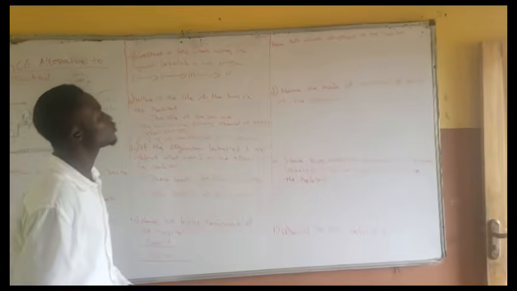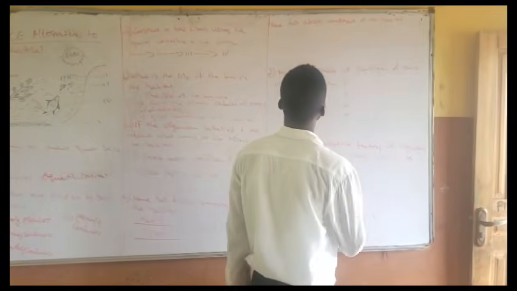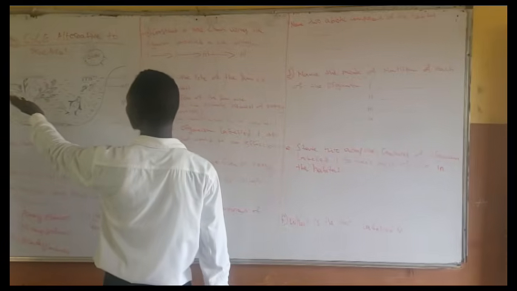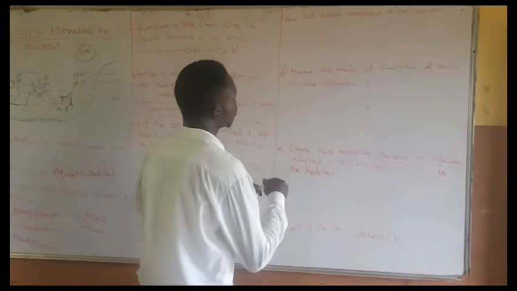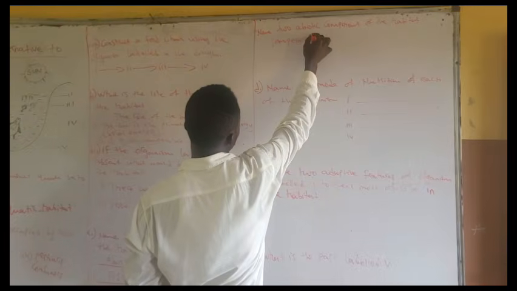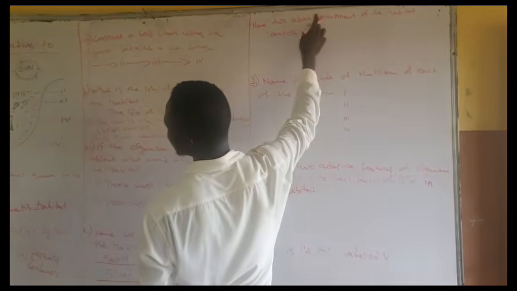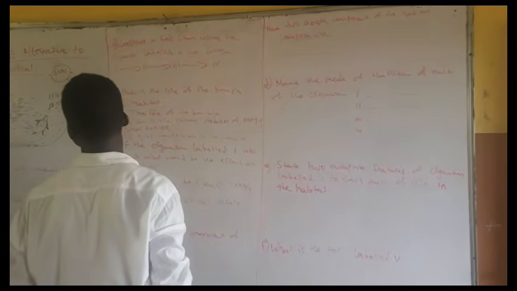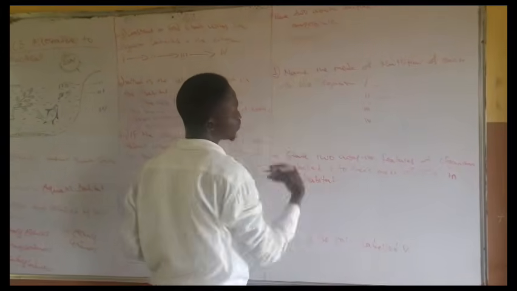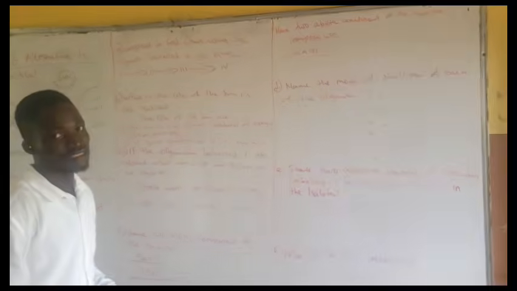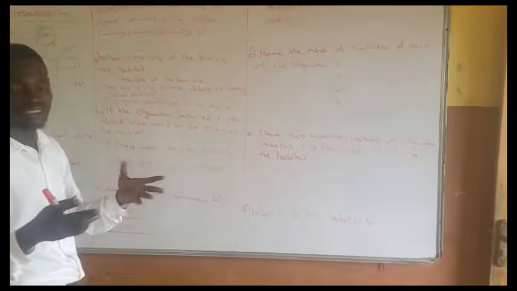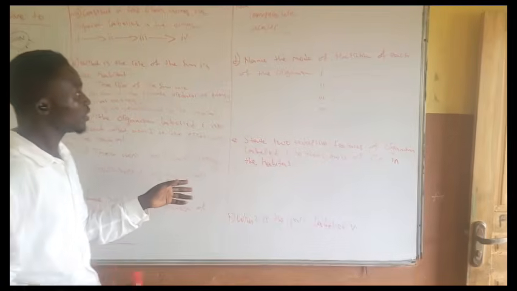The other one says name two abiotic components of the habitat. Temperature is an abiotic component. Which other one is an abiotic component? Water, yeah, water. Of course, species will not stay on the ground. Water is an abiotic component. Biotic simply means the component that has life. Abiotic, they do not have life. Did you get that?